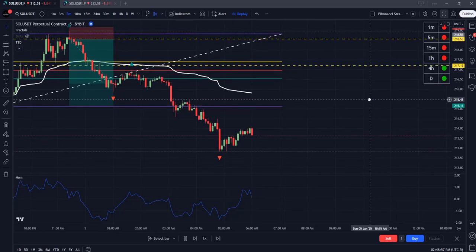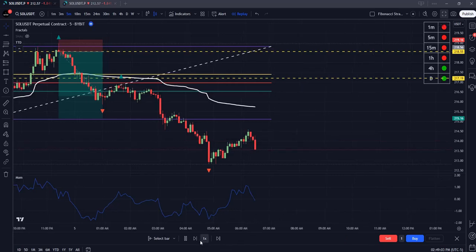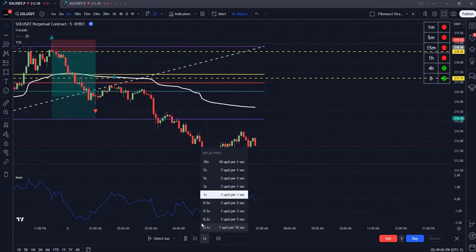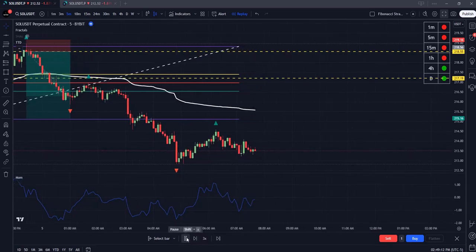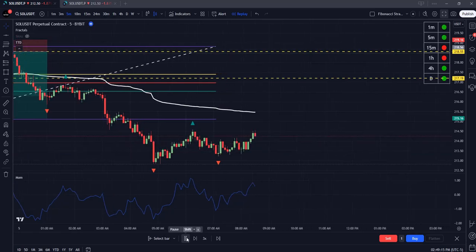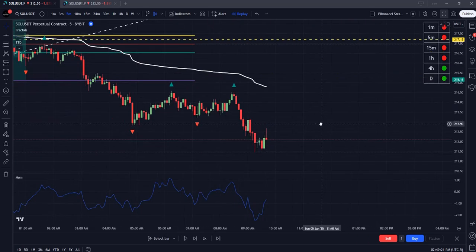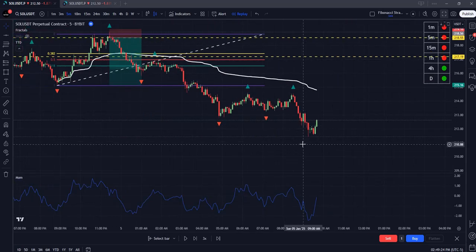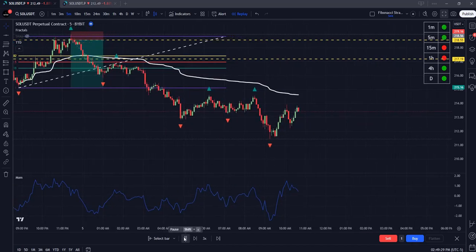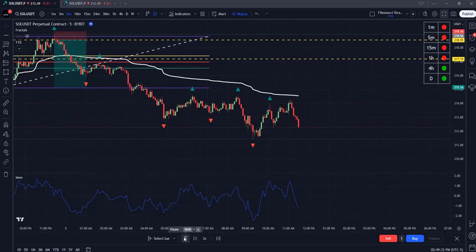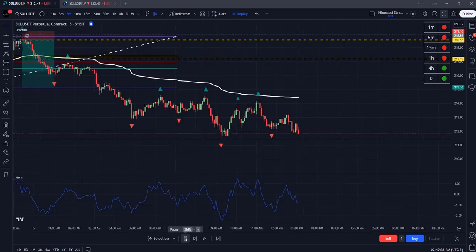Let's see. Speed it up a little bit here. Oh, now it's going so low that we've got to shrink the screen again. I don't know if it went any lower than that or not. I can't remember.